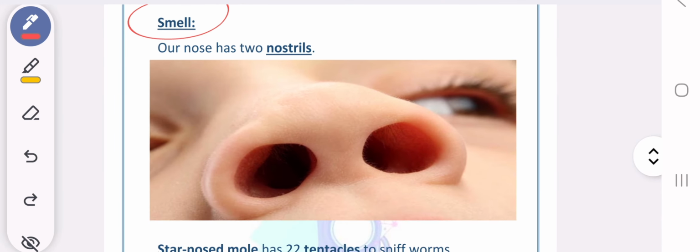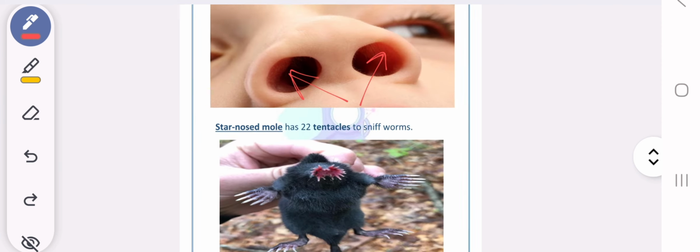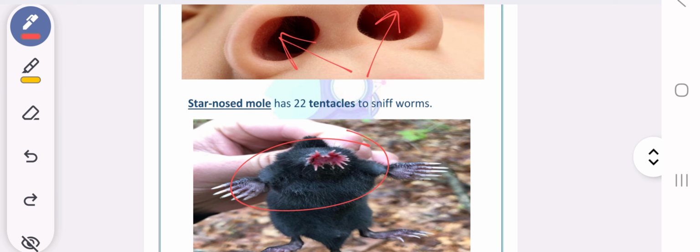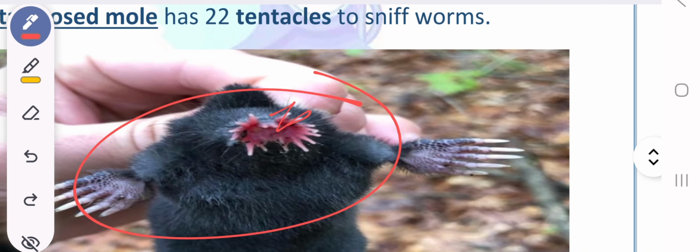Number 2, we are going to talk about smell. Of course, we smell by our nose, and we have 2 nostrils. Right nostril and left nostril. But look at this animal. It doesn't have 2 nostrils. It has many tentacles. And if we draw them together, they will look like a star.